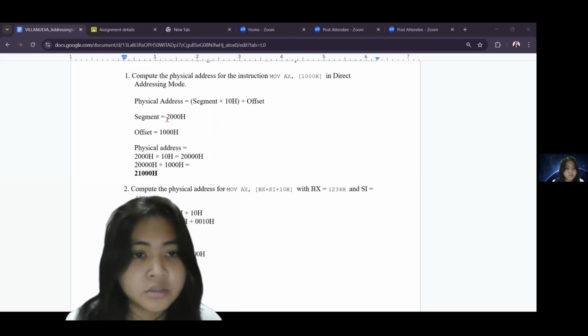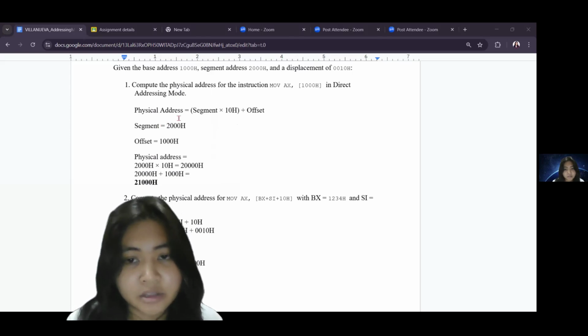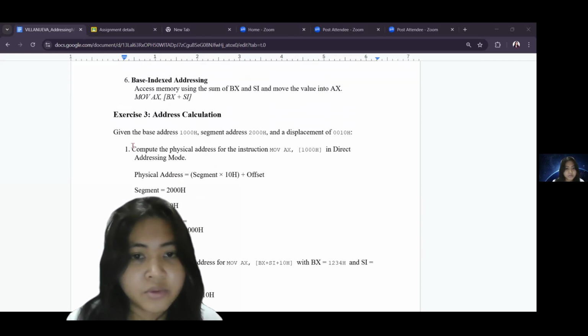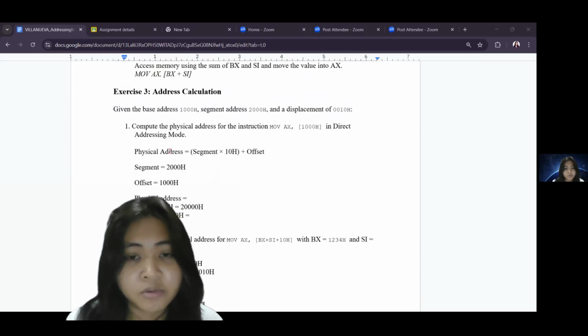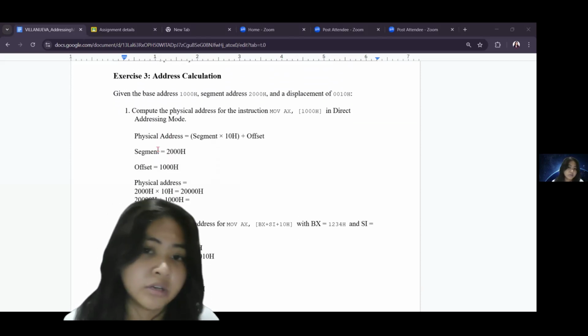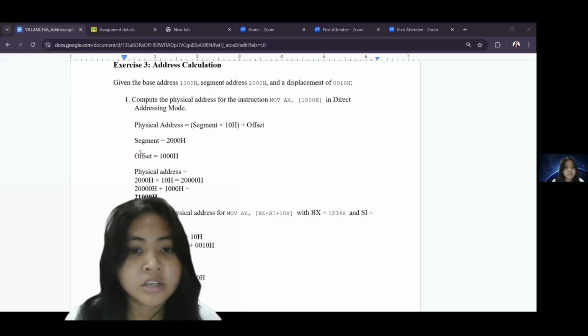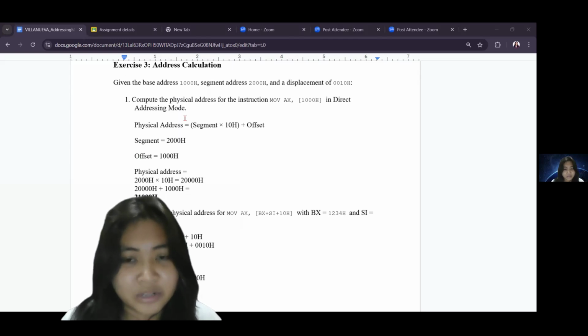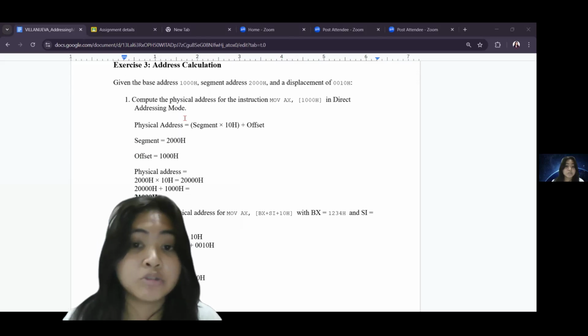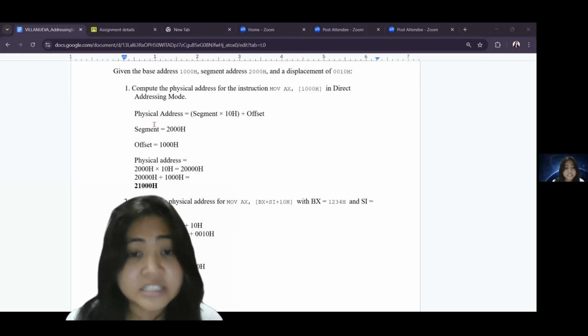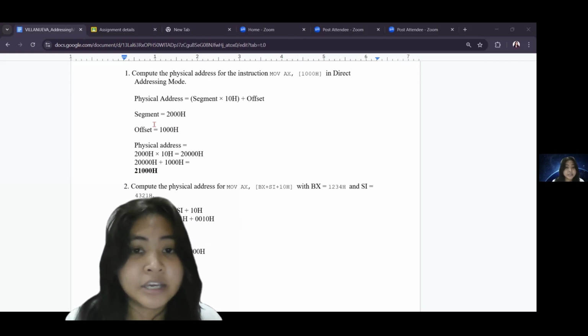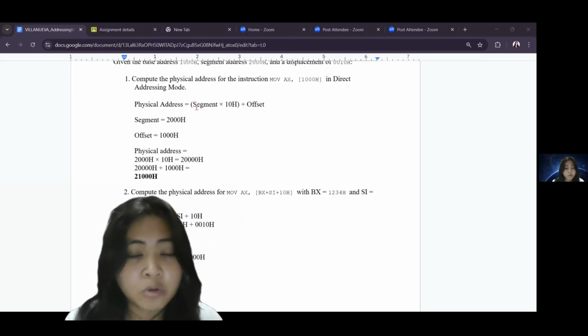Problem 1, mov AX, comma bracket 1000H. We're given segment equals 2000H, offset equals 1000H. Step 1 is to multiply segment by 10H. 2000H times 10H is equal to 20000H. Step 2, add the offset. So 20000H plus 1000H equals 21000H.